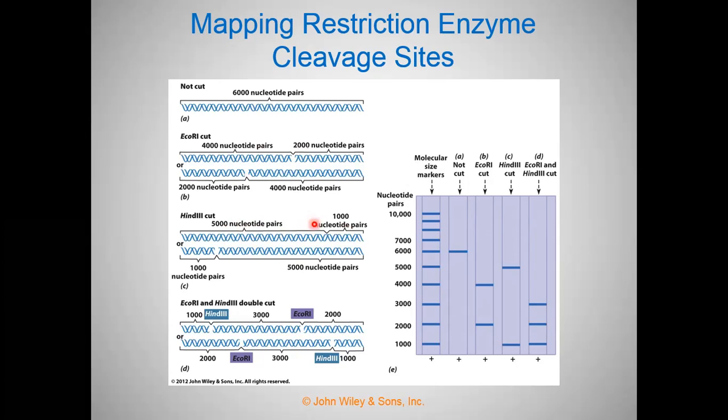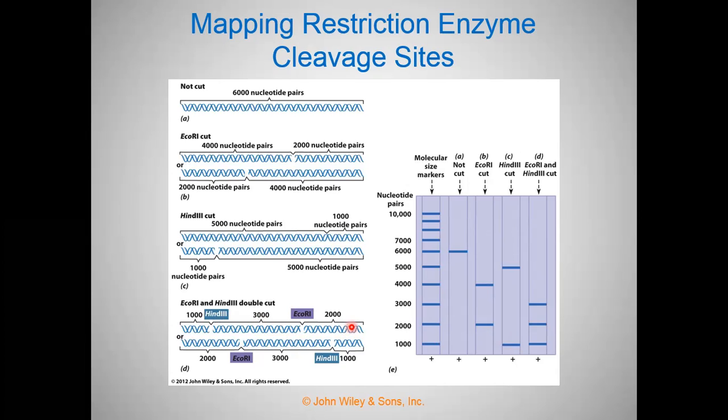Okay, here you can see in the line B, when we cut it with the EcoR1, the fragments of 4000 and 2000 are obtained. And when we use the HIN3, we are obtaining the 5000 and the 1000 fragments of this particular DNA. But when we mix both EcoR1 and HIN3, it will cut it into the 1000, 3000 and the 2000.